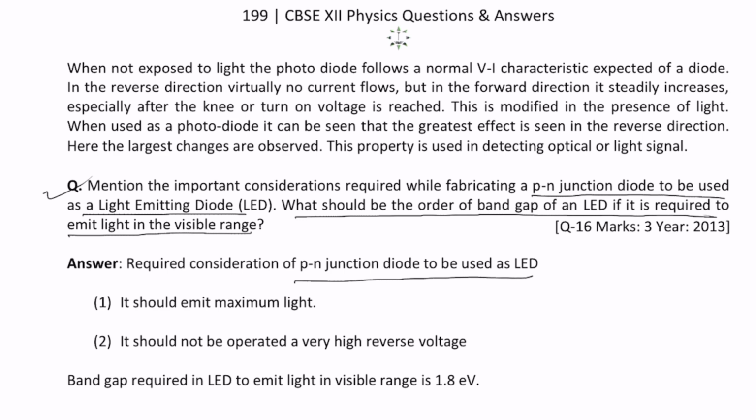First, it should emit maximum light because LEDs are for maximum light. So it should be operated at a very high reverse voltage. Now the band gap required in an LED emitting light in the visible range is 1.88 electron volt.